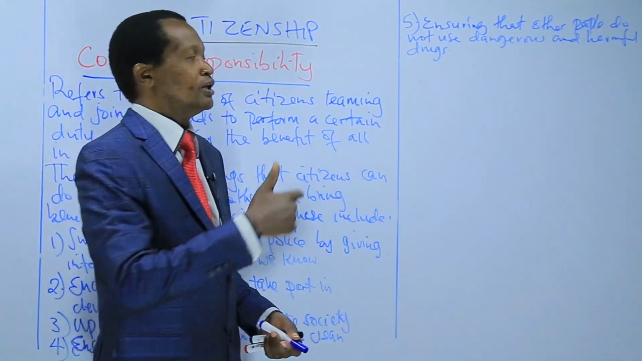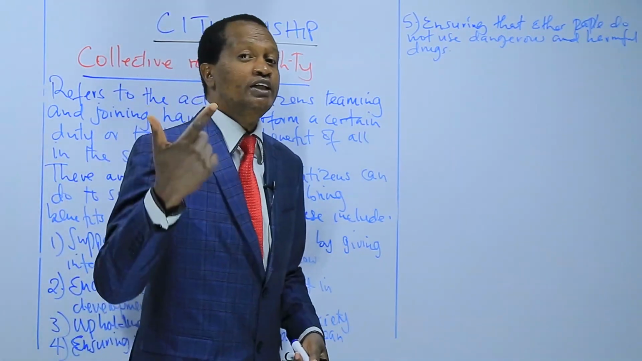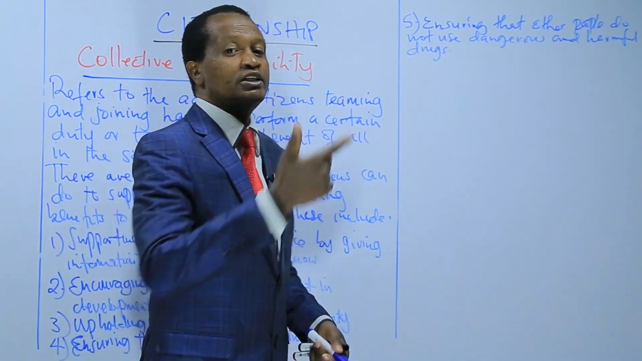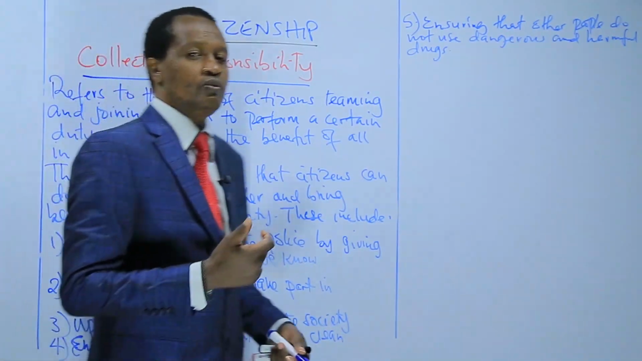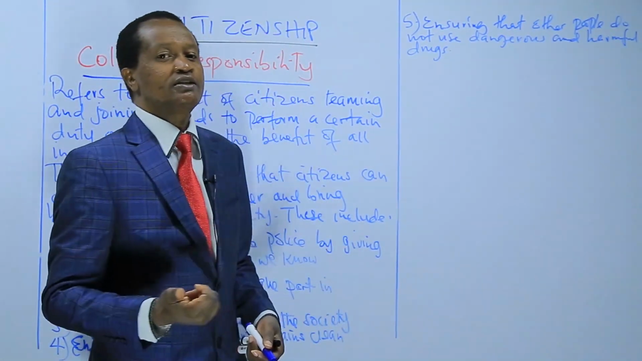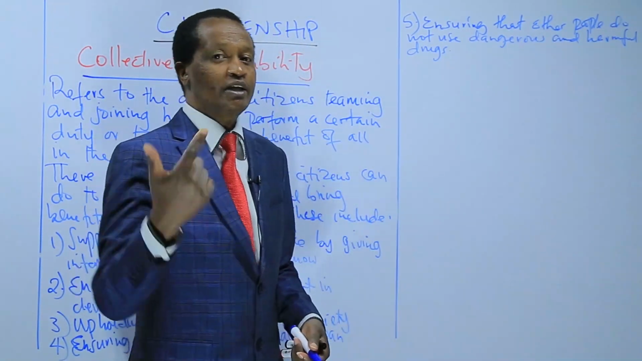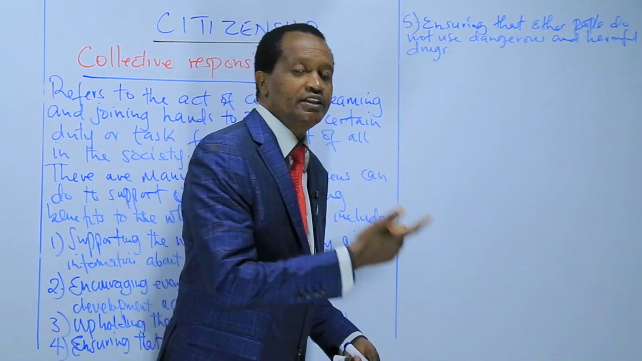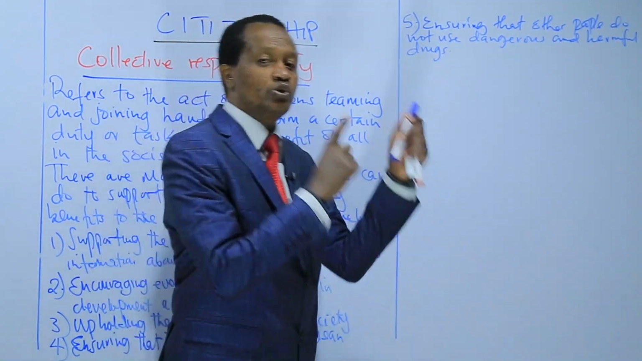And those people who use illegal and dangerous drugs should be done what? Should be reported to the police. If you know people in the society who sell drugs, these illegal drugs like marijuana, like illicit alcohol, then such people should be reported to the police.